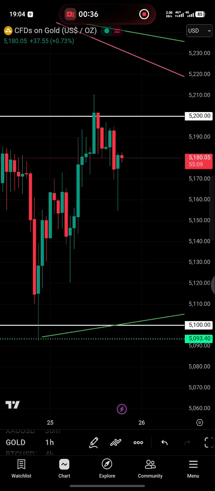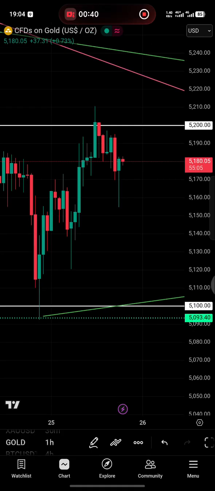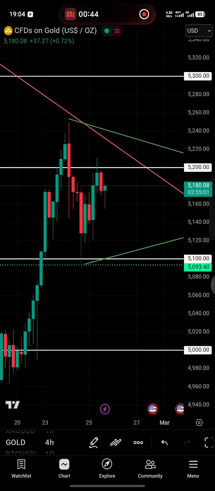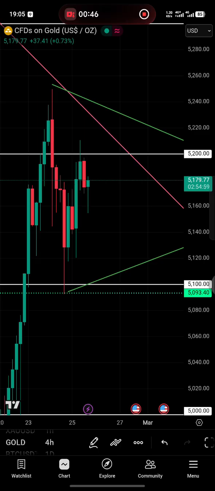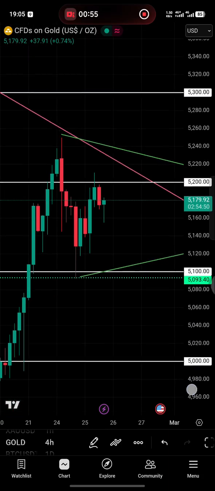So first thing first, today we are going to be watching the 4-hour time frame, or the 4-hour candle, right? As you can see in the 4-hour time frame, the 4-hour time frame has created a bearish price action, right?